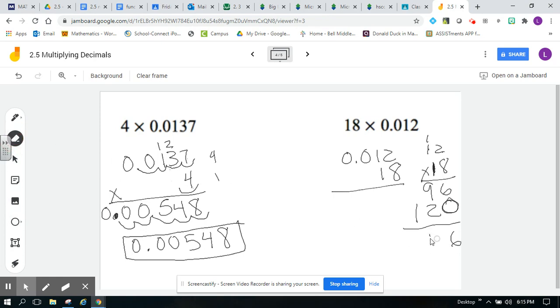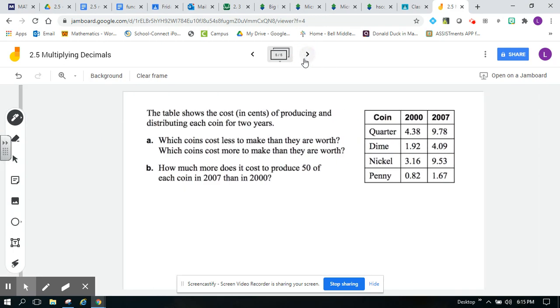So 9 plus 2 is in fact 11. 1 and 1 is 2. So now I have 216, but I have to count my decimal places. 1, 2, 3 decimal places. 0.216. If I would have done it with the zeros in place, it would have come up with the exact same answer. So you don't have to write those zeros to start with. You can just take the numbers, multiply them together, and make sure that in your final answer, you move your decimal over the number of decimal places that you have in each of the problems added together.